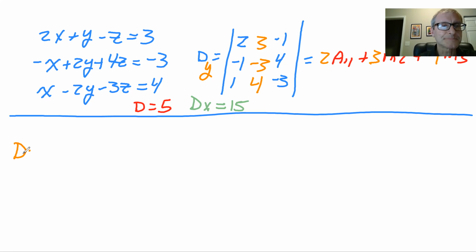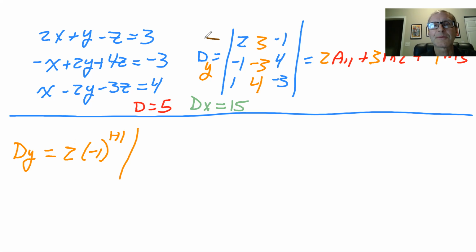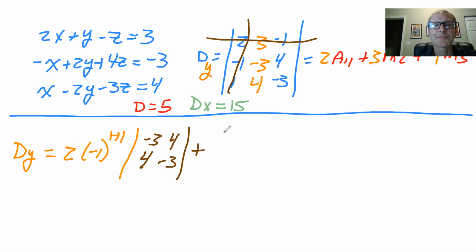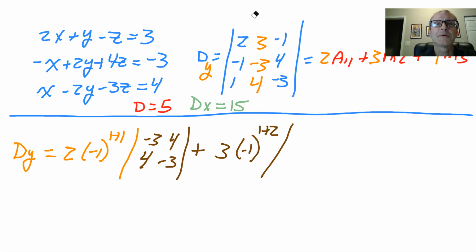So what is dy? So that would be 2, and then minus 1 to the 1 plus 1. See the pattern? And so in this case, let's use brown maybe. And so we cancel these out. Make sure I write it right. Minus 3, 4, 4, and minus 3. And so this would be plus. This would be 3 times, here we change the sign. This would be 1 plus 2. So you have an odd exponent.